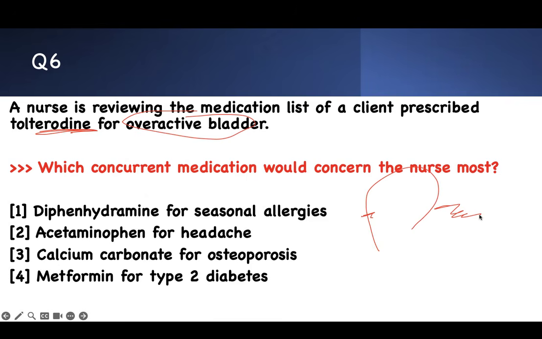Then the next thing you ask yourself, what is going to slow the bladder down? Cholinergics stimulate the bladder, anticholinergics slow down the bladder. If this medication is slowing down the bladder, then it's an anticholinergic. I should not take any more anticholinergic. I've given you the key. That's the concept. Every question has its concept. Therefore, which one will you avoid? Diphenhydramine, acetaminophen, calcium carbonate, and metformin. Think about it.